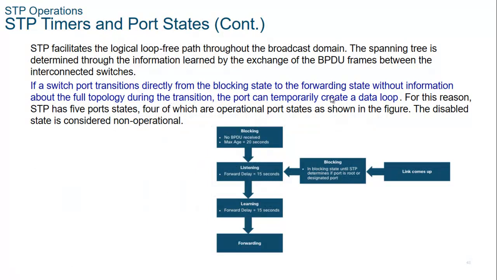STP facilitates the logical loop-free path throughout the broadcast domain. The spanning tree is determined through the information learned by the exchange of BPDU frames between the interconnected switches. If a switch port transitions directly from the blocking state to the forwarding state, without information about the full topology during transition, the port can temporarily create a data loop. For this reason, STP has 5 port states, 4 of which are operational port states, and 1 is called disabled and is considered non-operational.